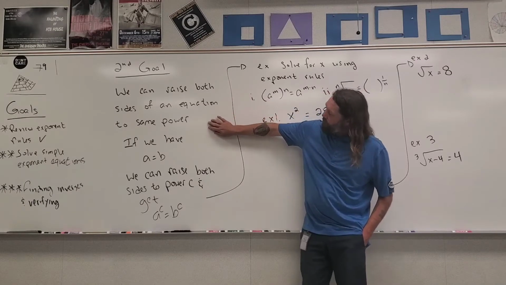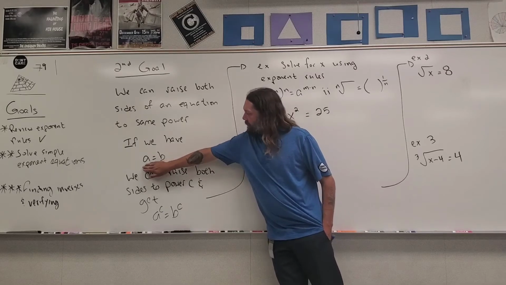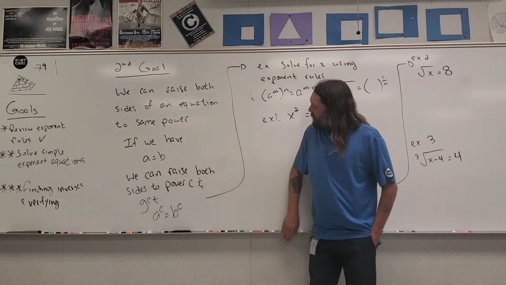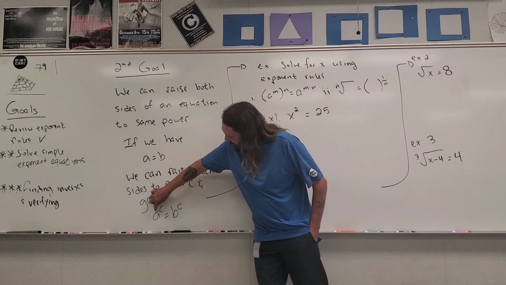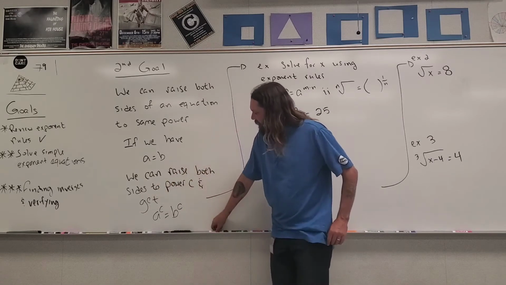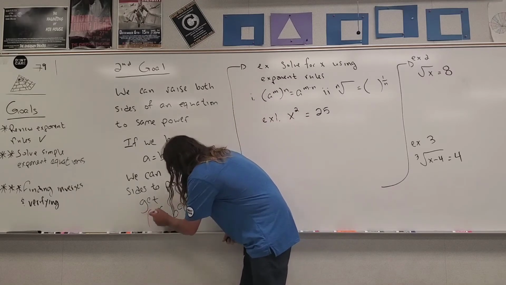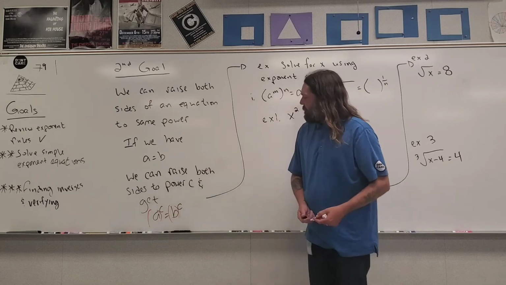So here's an example. If we have the equation A equals B, where A is a side and B is a side, we can raise both sides to the power C and get side A to the power C equaling side B to the power C. And in actuality, I should add parentheses around side A and parentheses around side B.